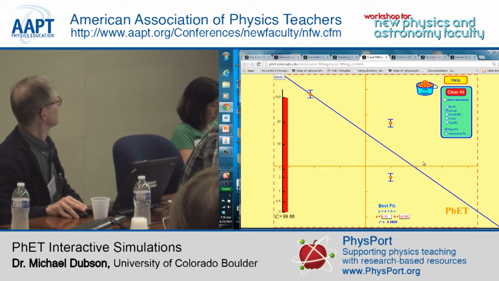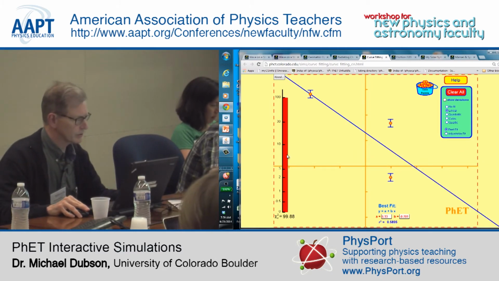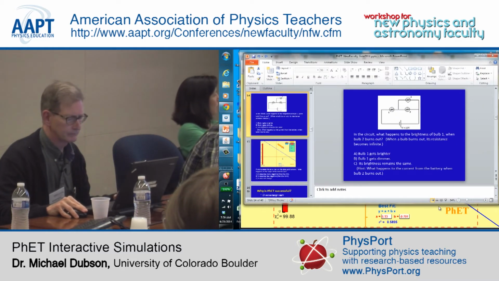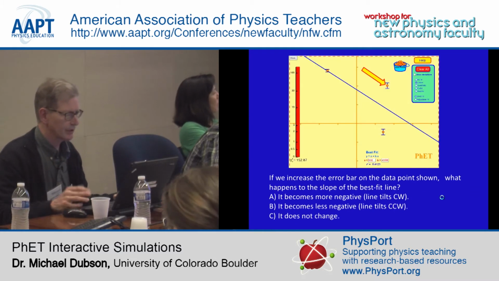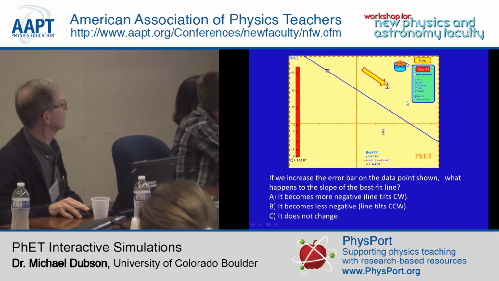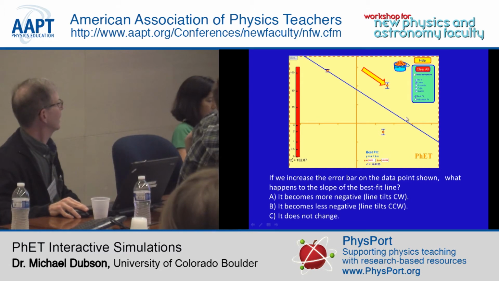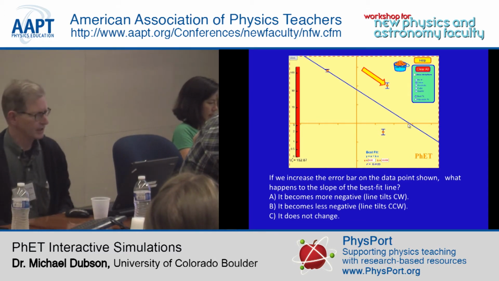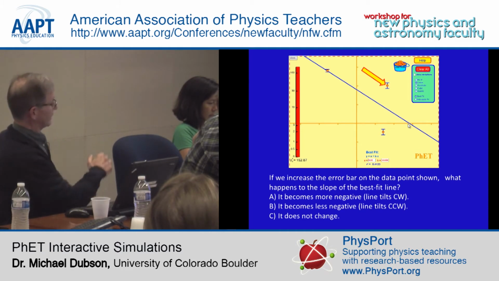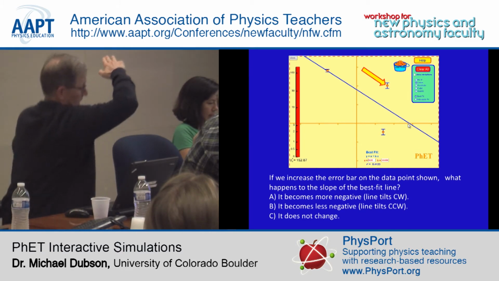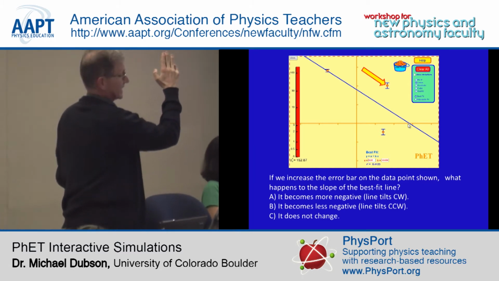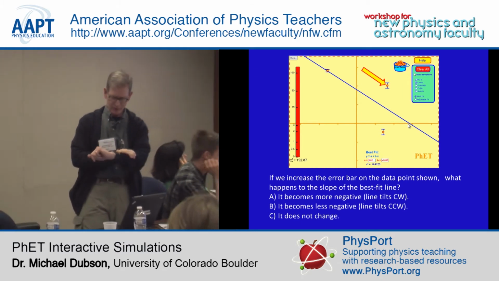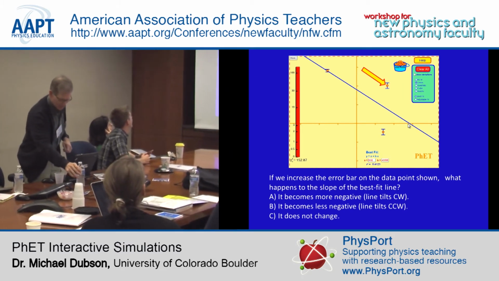Okay. Now let me ask a question about this situation. I'm going to increase the error bar on that data point right there. If we increase the error bar on that data point, what happens to the slope of the best fit line? It becomes more negative, that is, the line starts tilting clockwise, or it becomes less negative, more shallow, it starts tilting counterclockwise, or it doesn't change. Again, confer with neighbors before you vote.